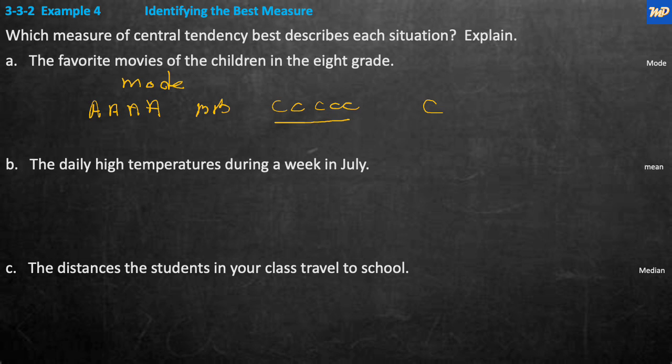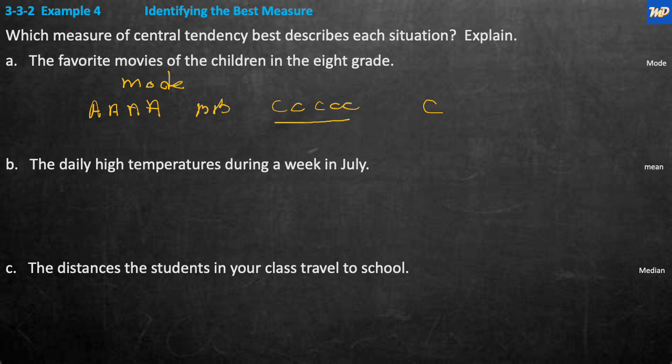Seems that way. How about B, the daily high temperatures during a week in July? Well, what are the daily high temperatures? It starts out in the morning at 60 degrees, goes up to 80 or 85 or whatever in the afternoon, and then drops back down to 50 something.